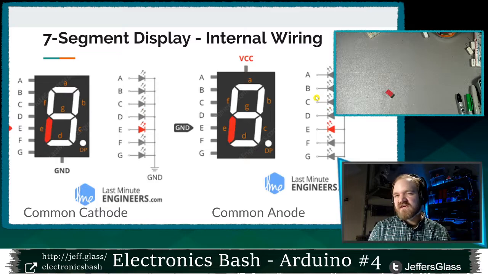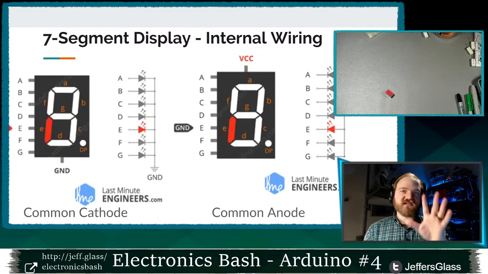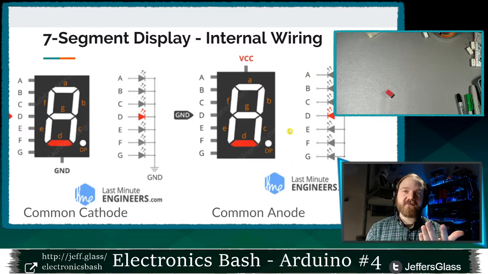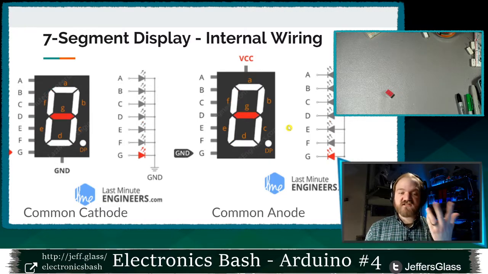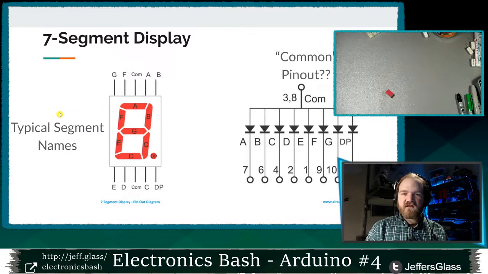The pieces that come with your kit may be common cathode or common anode, and if they are, the changes that you have to make to your design are actually relatively minimal, but we'll get to them in a sec. Just know that I'm using a common anode display, and you will have to reverse a few things if you find that in your kit you have this common cathode display.